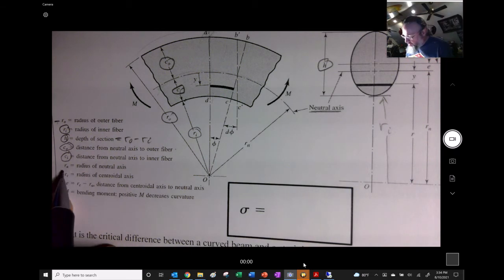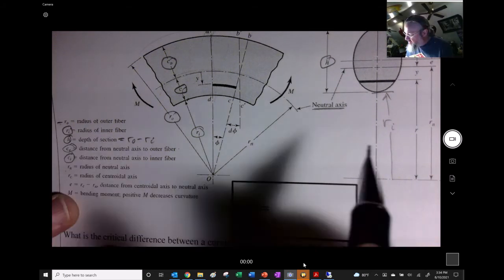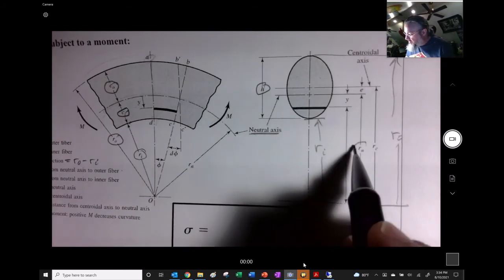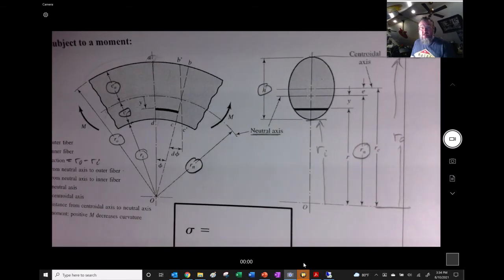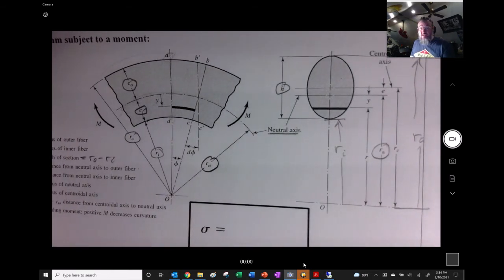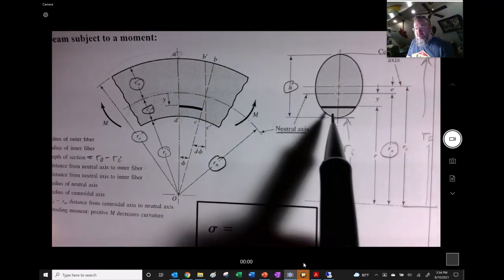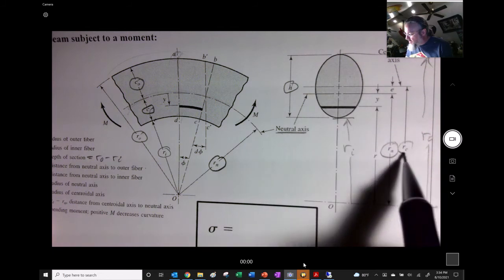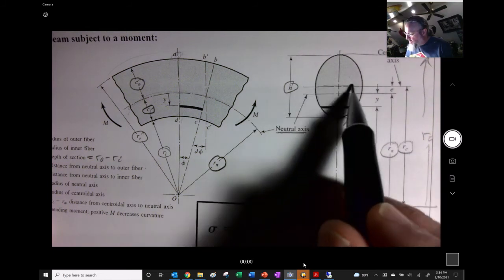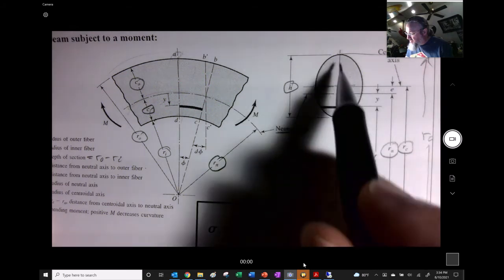Now, here's the important one. The radius, this is Rn. It's probably hard to see on that video right there. That's an R subscript N. It's right there, and it's right there. Right, so that's the radius to the neutral axis. You could tell from this, because it's a symmetric section, that the centroid is actually right here. Right here is the midway point between RO and RI in this particular case, because it's symmetric.